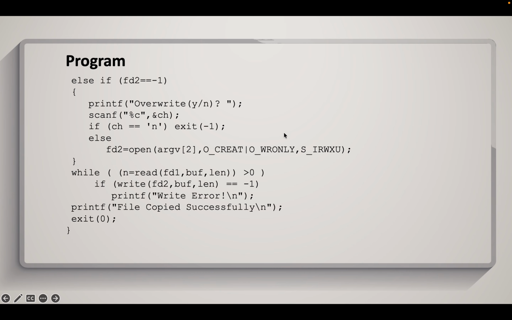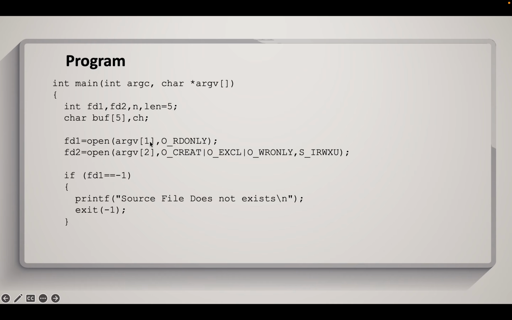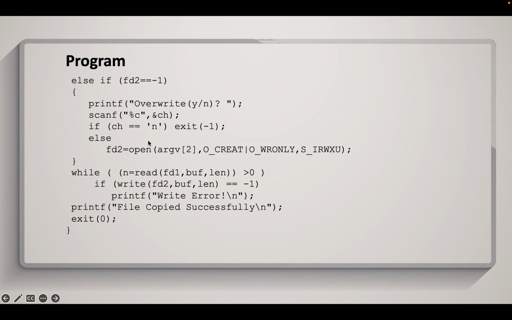So the first file we open for reading purpose here. The second file we open for writing purpose. Suppose the second file exists, we ask whether to override, yes or no. If the user says yes, only then we open the file for writing. Now the while loop reads the source file and writes into the destination file. That's all.